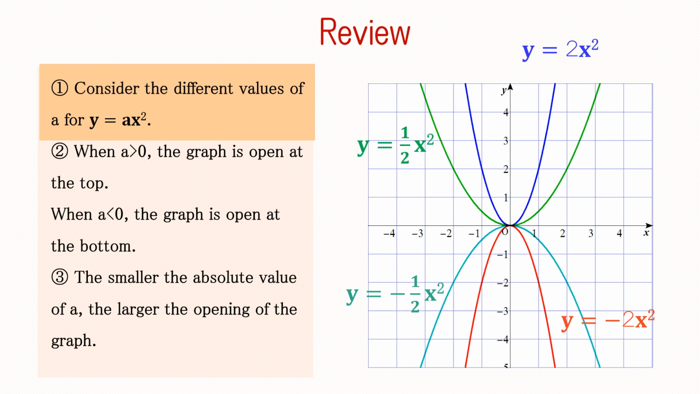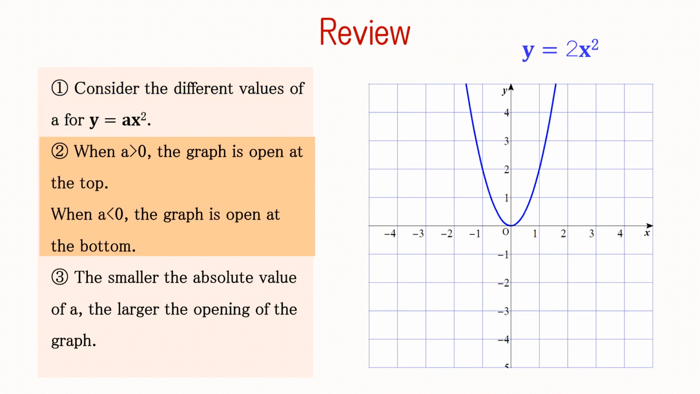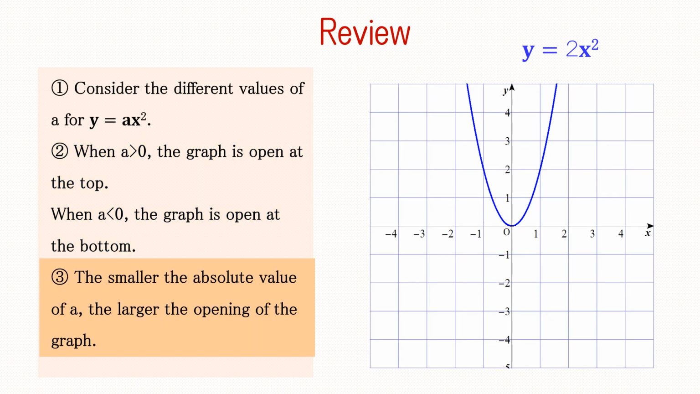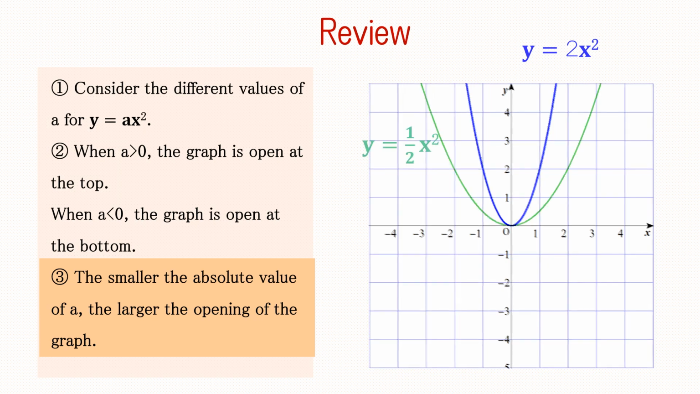Finally, let's review what we have learned. Consider the different values of a for y equals ax squared. When a is greater than 0, the graph is open at the top. When a is less than 0, the graph is open at the bottom. The smaller the absolute value of a, the larger the opening of the graph. That concludes this lesson.